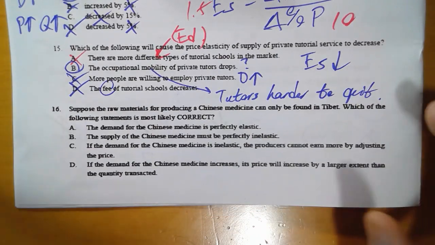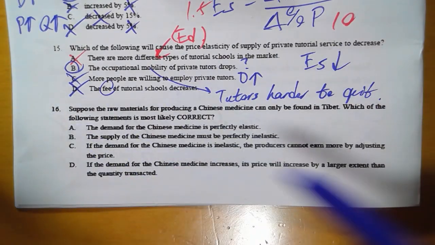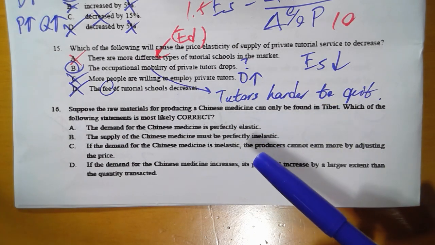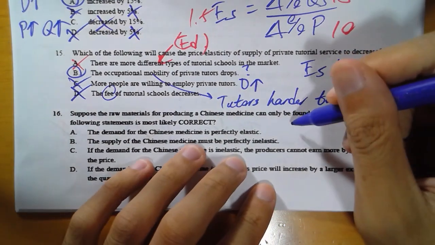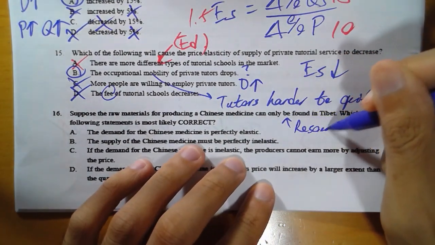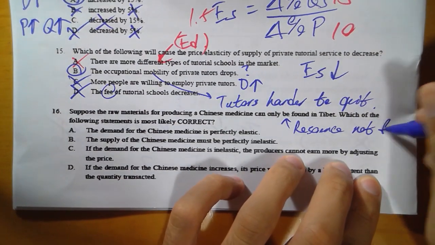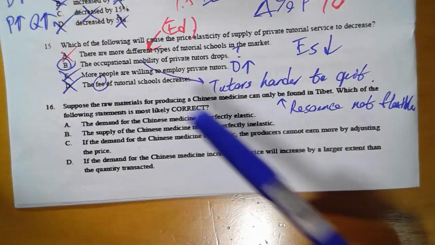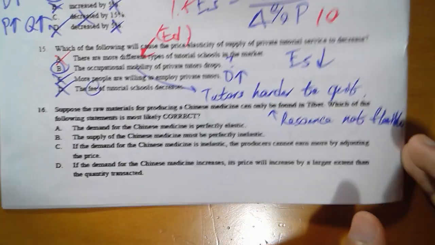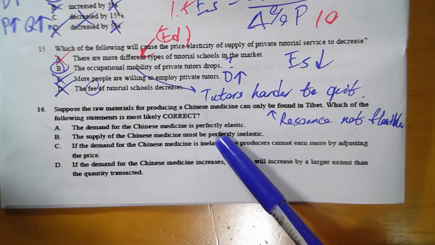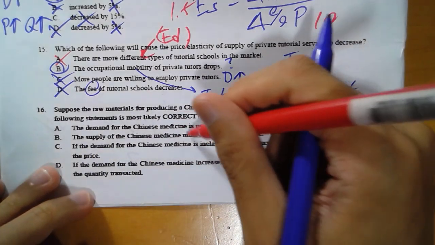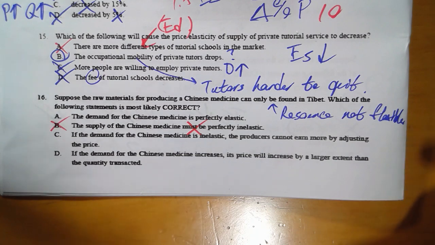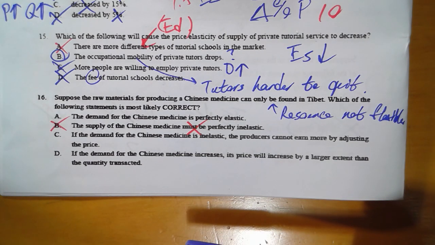Now finally, question 16. Suppose the raw material for producing can only be found in Tibet. Meaning resources are not flexible. Now, which of the following statements is most likely correct? The supply must be perfectly inelastic. I think this is not correct, right? In economics, it's very difficult to say must be.